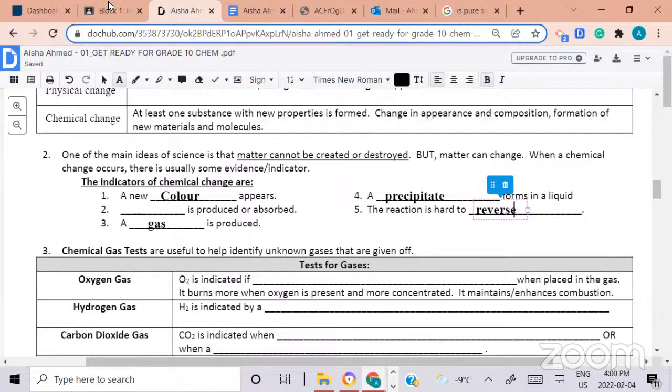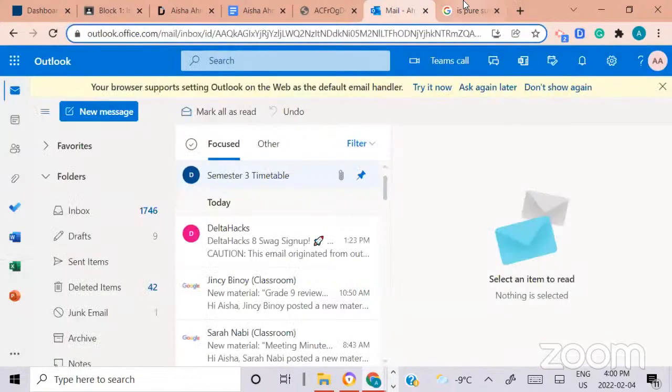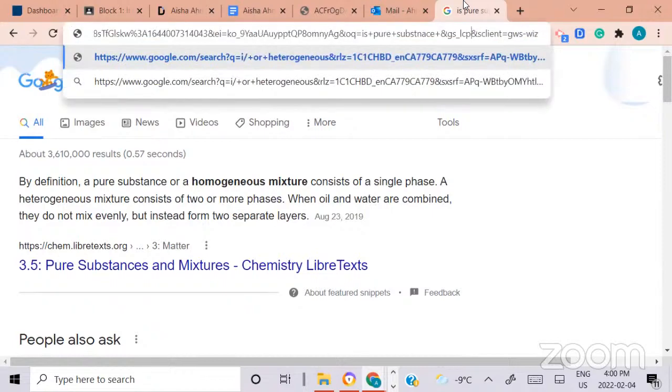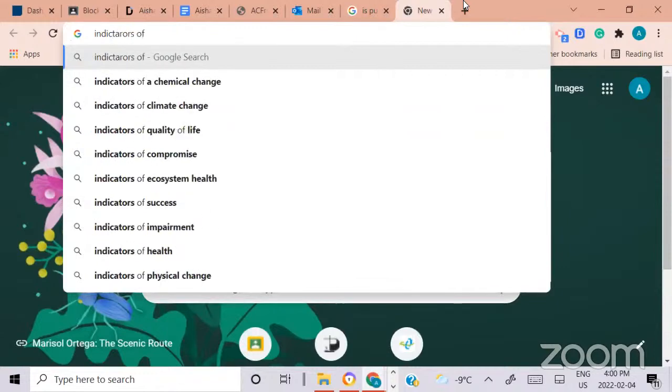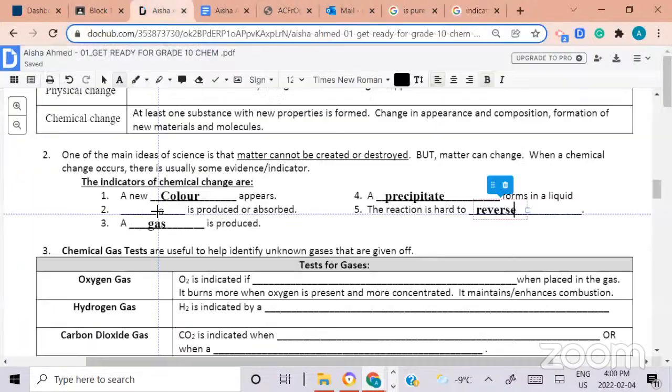I would say search this on Google, the indicators of chemical change. Because the last one, I'm not exactly sure what it would be. Indicators of chemical change. Okay, so let's see. A change in temperature. Yes. Production of an odor. An odor can also be the one. Change in temperature, odor. Let's see which one fits.